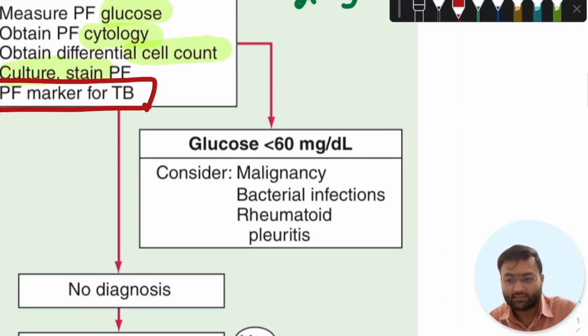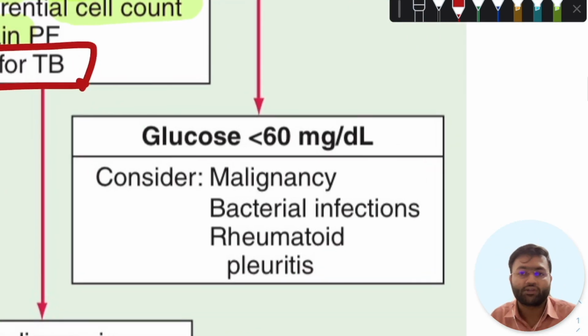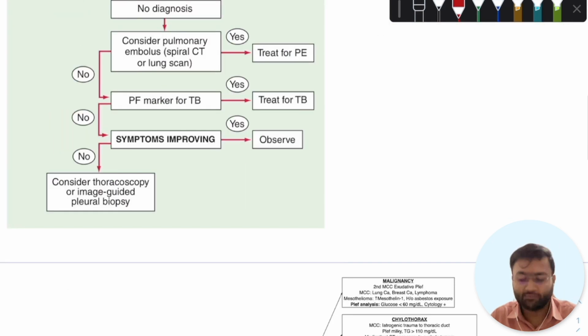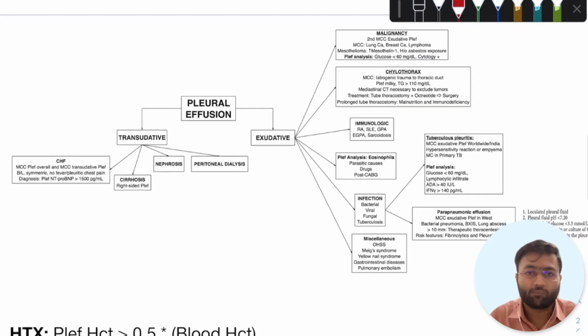Remember the special cases of etiology where the glucose value is reduced. In these cases, suspect malignancy, bacterial infections, and various autoimmune diseases like RA or SLE. Now, let us first discuss the various etiologies for pleural effusion.